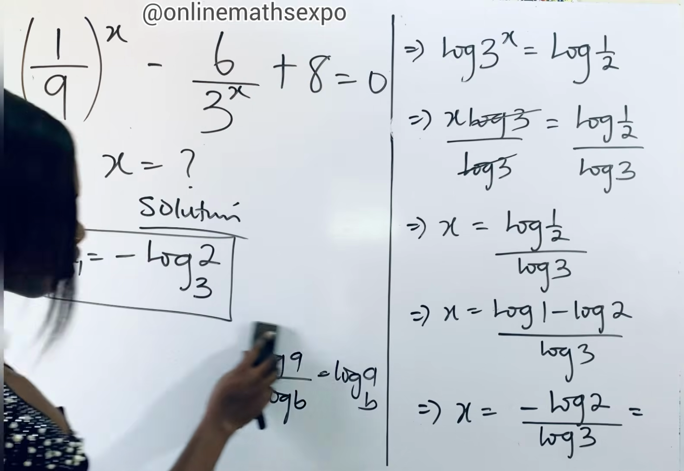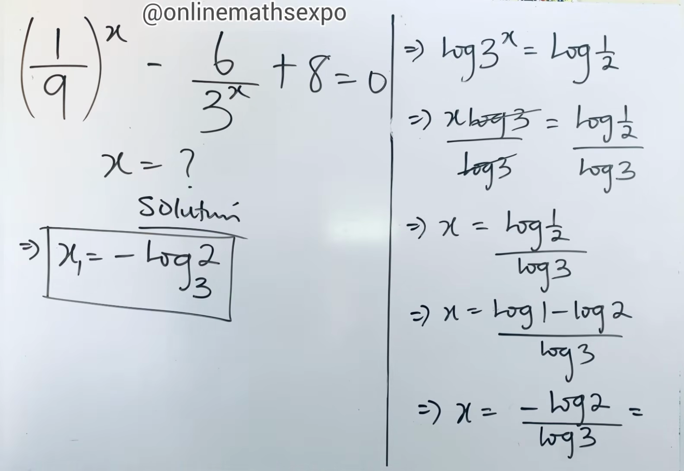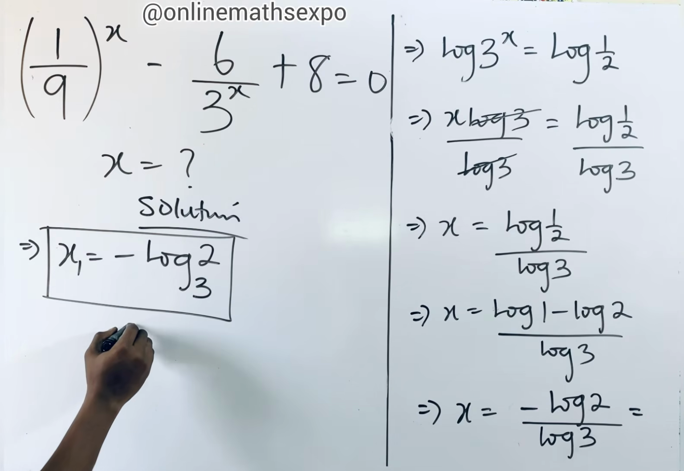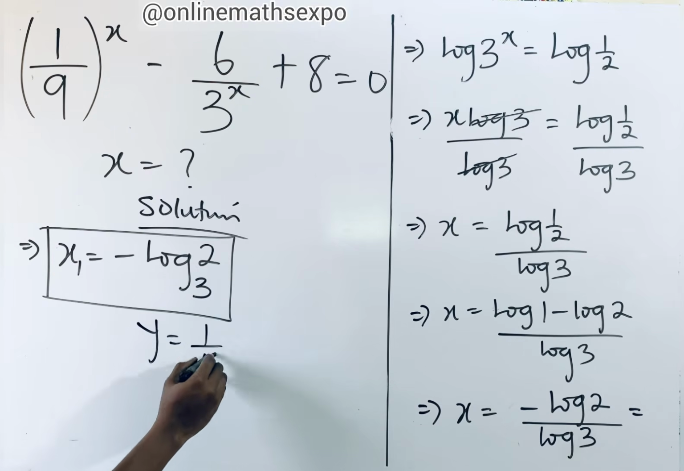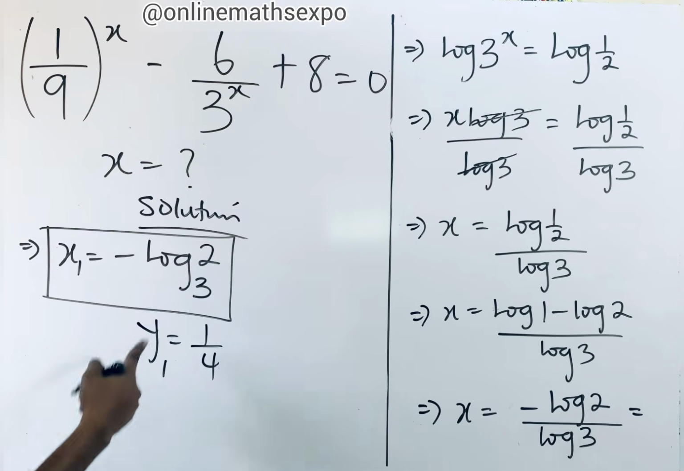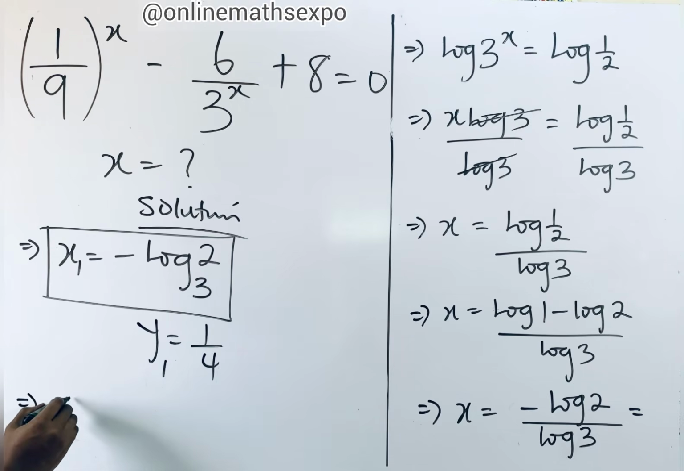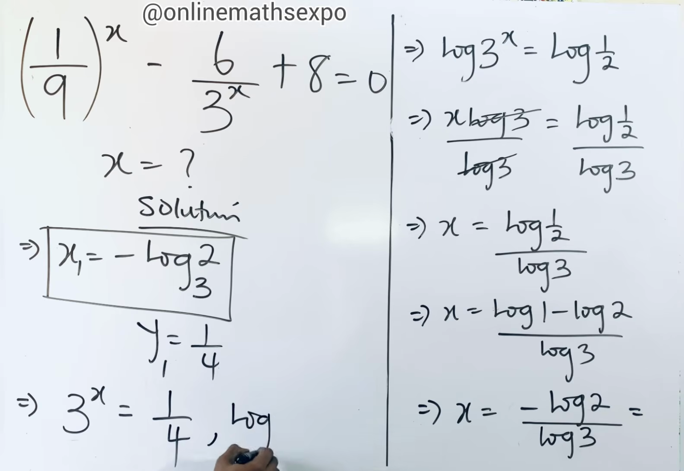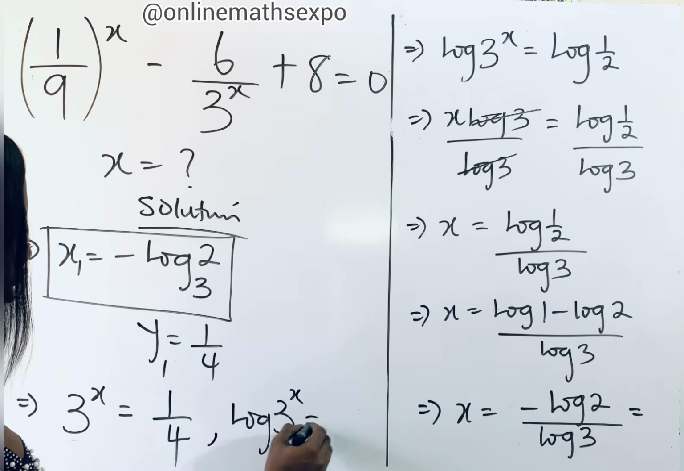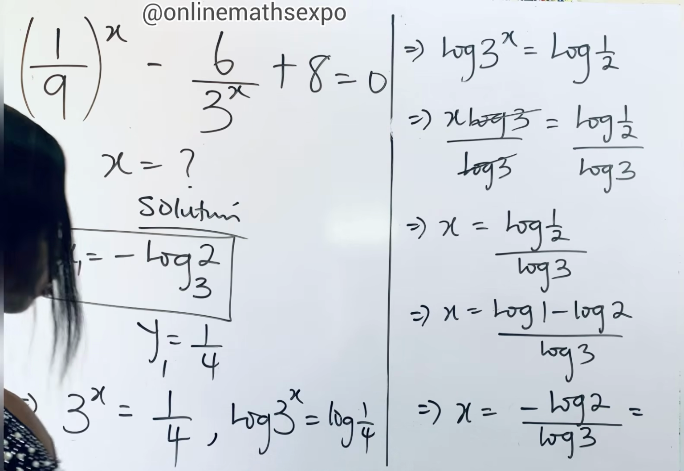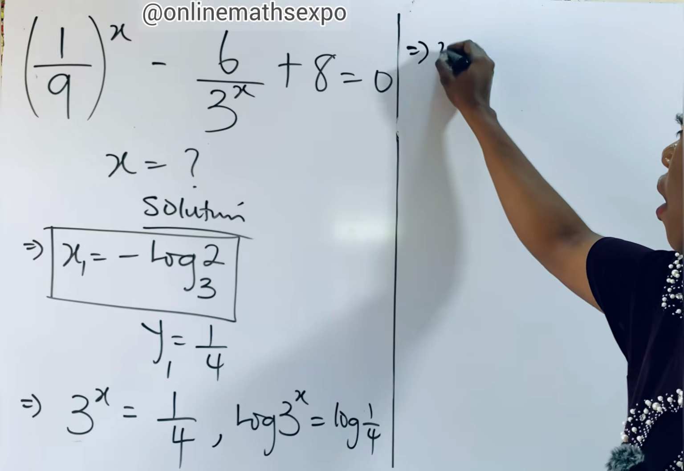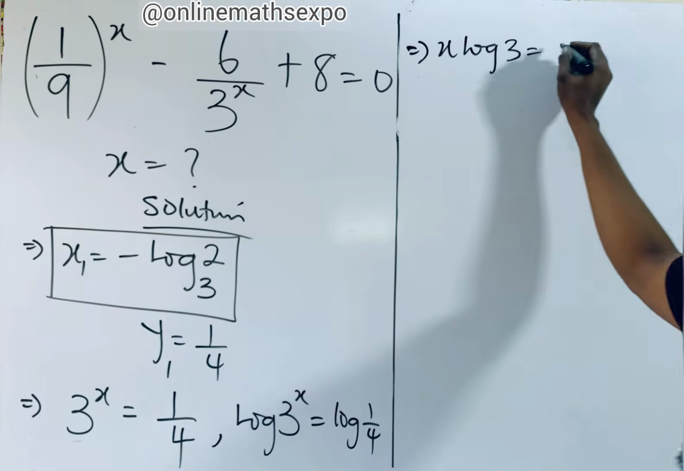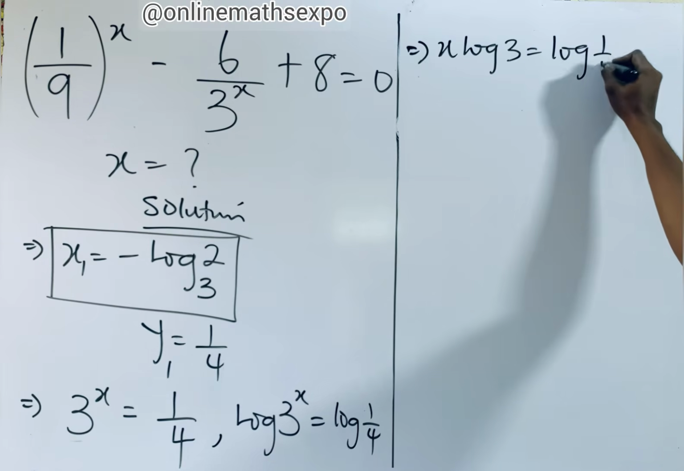Now to get the second value of x, quickly also remember that the second value of y is this. So we're going to repeat what we did to now have 3 to the power of x is equal to 1 over 4. Also take log of both sides. So we have log of 3 to the power of x is equal to log of 1/4. Repeat the same process: x log 3 is equal to log of 1/4.